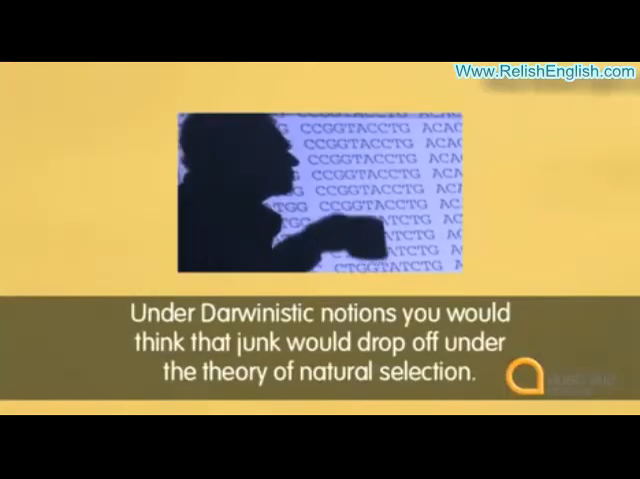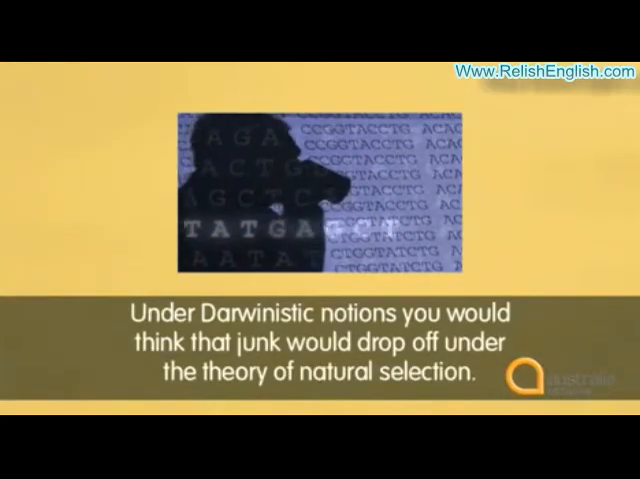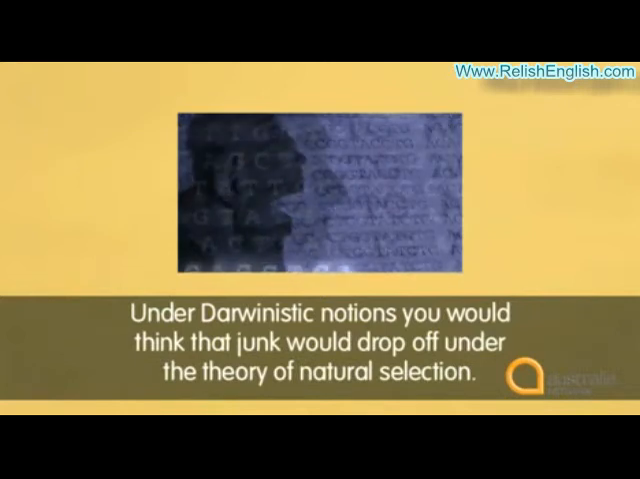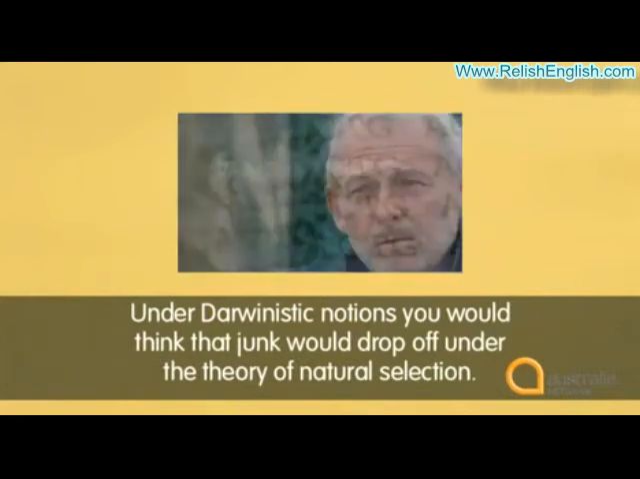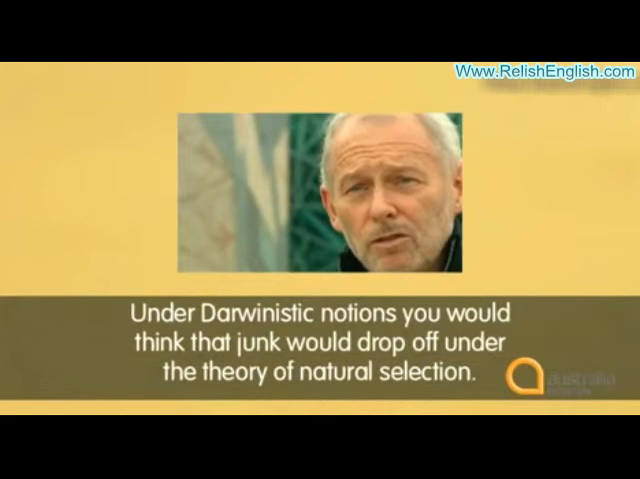Finally for today, let's have a look at how you can form adjectives from people's names. Under Darwinistic notions, you would think that junk would drop off under the theory of natural selection. He says under Darwinistic notions.